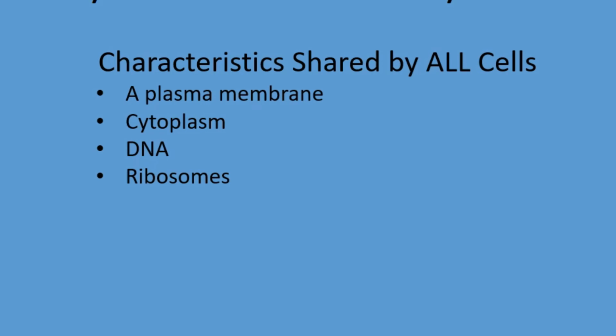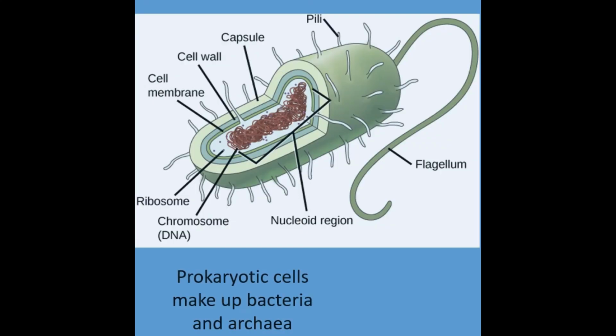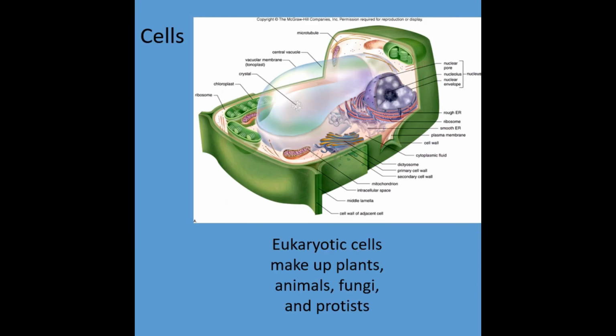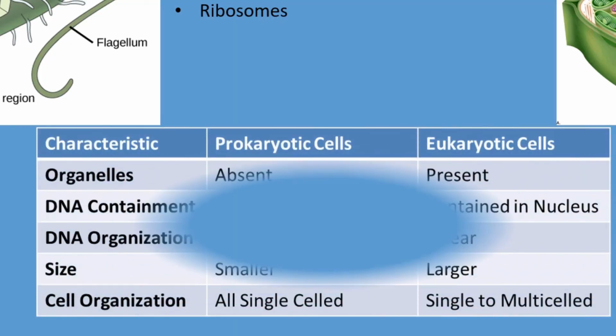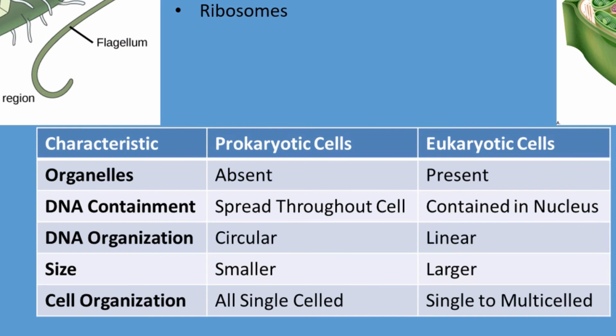Cells fall into two major categories: prokaryotic or eukaryotic cells. Prokaryotic cells make up single-celled organisms like bacteria and archaea. Eukaryotic cells make up organisms like plants, animals, fungi, and protists. This table displays the major differences between both groups. You'll see that organelles, or membrane-bound compartments, are absent in prokaryotes, while eukaryotes contain several.